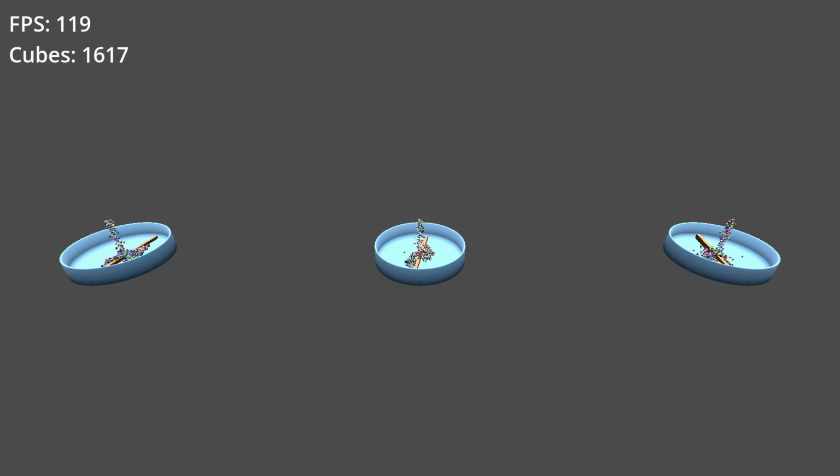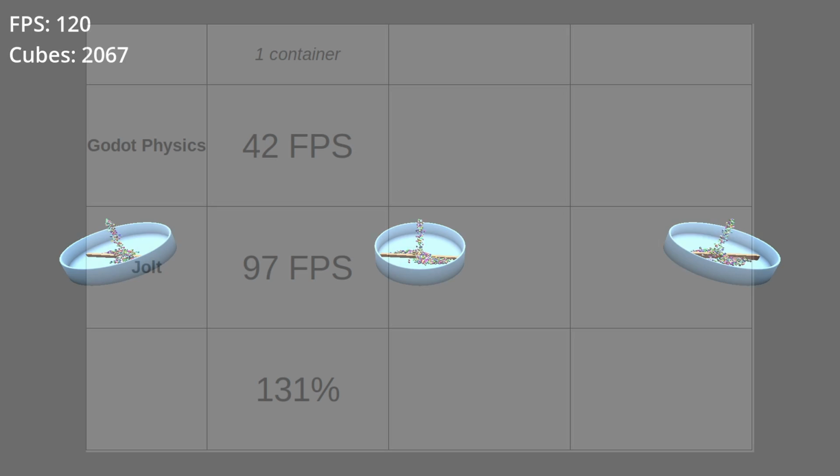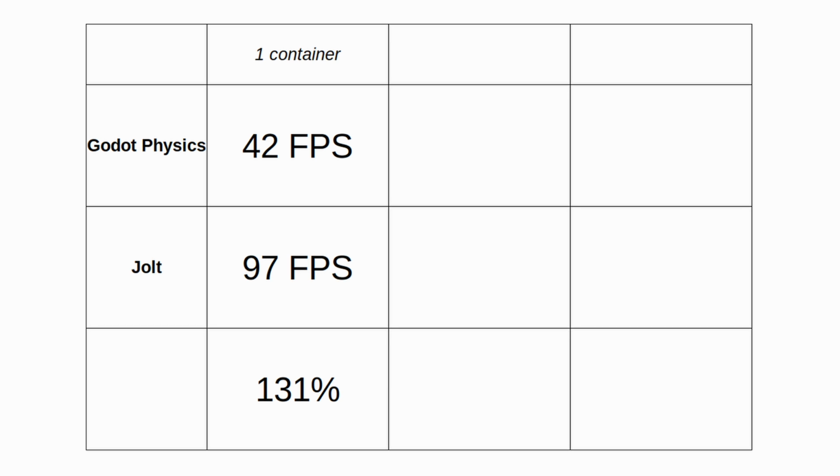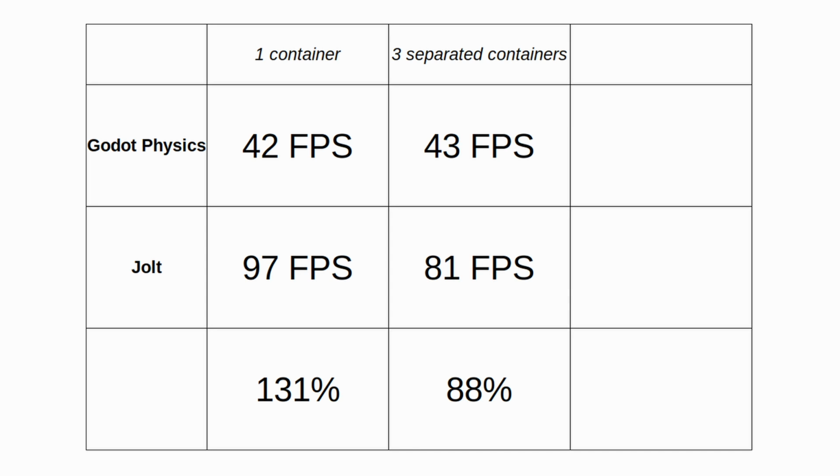Before seeing the result of this simple test, let's review the results of the benchmark in the previous video. With Godot Physics, I got 42 FPS on my laptop and with Jolt 97, which represents an increase of 131% in terms of performance. In this test, in which I created 2 more copies of the test and separated them, I obtained 43 FPS with Godot Physics and 81 FPS with Jolt. In this case, Jolt has performed 88% better than Godot Physics.